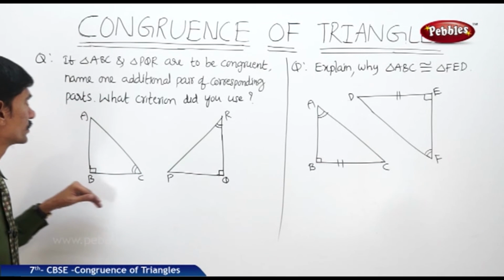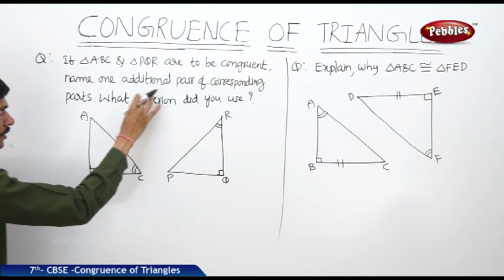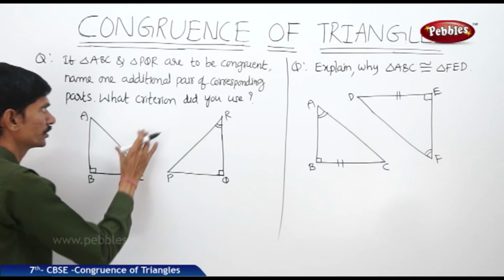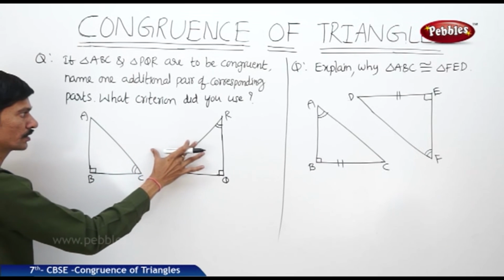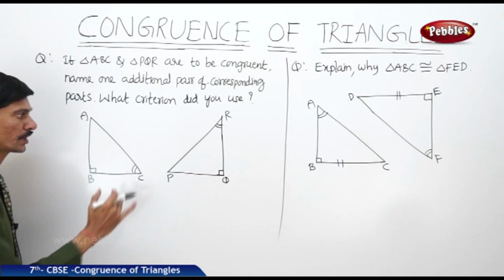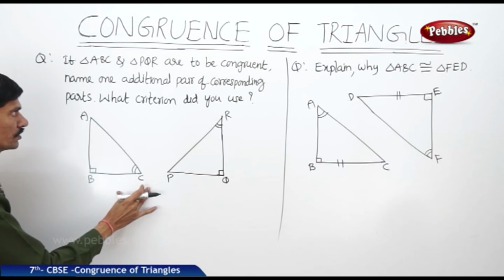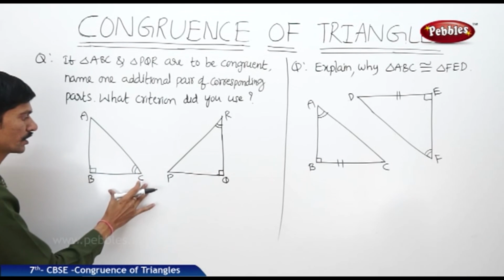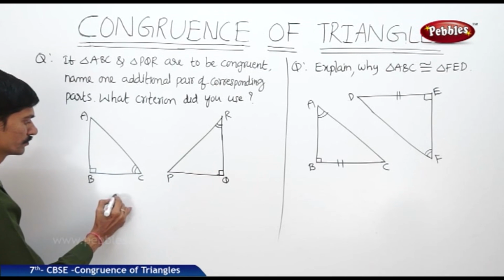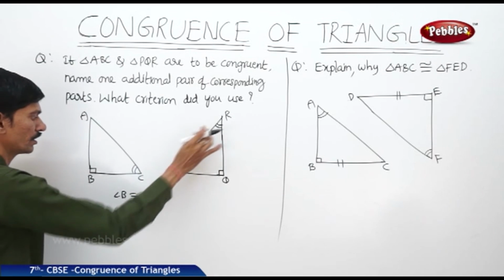Now let us solve the next question. Triangle ABC and triangle PQR are to be congruent. Name one additional pair of corresponding parts and what criterion did you use? It is already given that these two triangles are to be congruent. So what criterion can we use so that the two triangles are congruent, and also we should name the additional pair of corresponding parts. Now we are already given that angle B equals angle Q and angle C equals angle R.